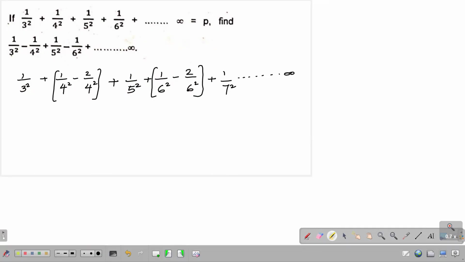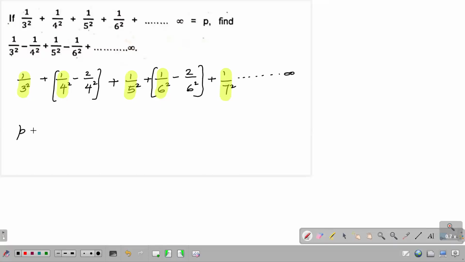Now you know what I am going to do. Just see some terms here. You can see 1 by 3 square plus 1 by 4 square plus 1 by 5 square plus 1 by 6 square plus 1 by 7 square. I can take all those things together. But wait a minute. Don't you see whatever I have highlighted here? It is going to come up to infinity. This is nothing but the value P. I'm not rewriting it. Just look at what all things I have highlighted with the yellow color: 1 by 3 square plus 1 by 4 square plus 1 by 5 square plus 1 by 6 square plus 1 by 7 square. I can replace it with P, right?